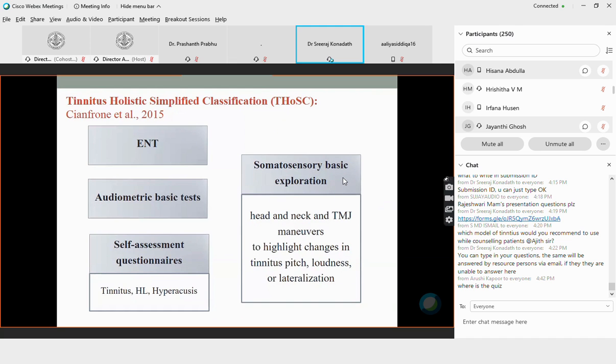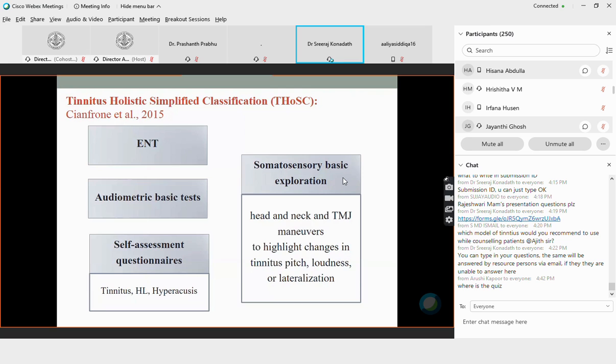So the last component is going to be a tinnitus holistic simplified classification. So now you know that tinnitus requires ENT assessment and management, audiometric assessment and management, or somatosensory assessment and management. Okay, this particular procedure is holistic because you're not only looking for ENT related problems or audiology related problems, you're also looking for somatosensory based problems as well. And you also have a self-assessment questionnaire that needs to be used along with that.